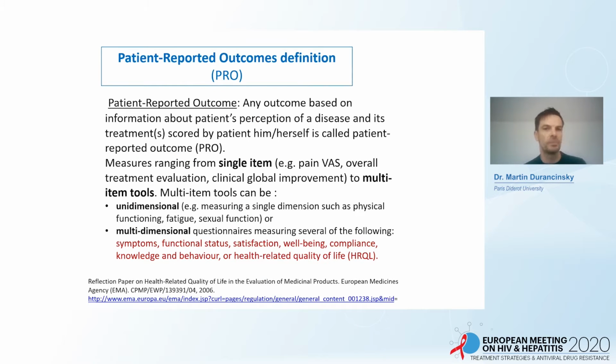What is the definition of patient-reported outcomes? It is about patient perception, and it's important that it's really scored by patient himself or herself. And the measures can be ranging from a single item to a multi-item tool. And these multi-item tools can be unidimensional, measuring a single dimension, for example, like physical activity, fatigue, sexual function, or multi-dimensional tools, which are most of the case of patient-reported outcomes questionnaires in quality of life. And this is really important to really be sure to capture all the dimensions that are important to the patient.